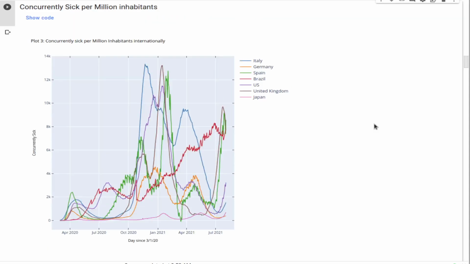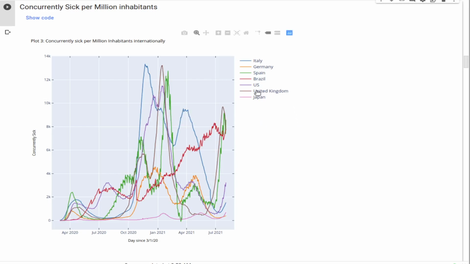This plot now shows you the concurrently sick per million inhabitants internationally. This is interesting to compare how different countries deal with the virus and how the virus evolves over time. You can see the same time span from April 2020 until now, early August. And now it's normalized to the number of inhabitants in millions. So that also makes countries of different sizes comparable. In orange is again the curve of Germany. And for instance, in violet, we have the curve of the US.